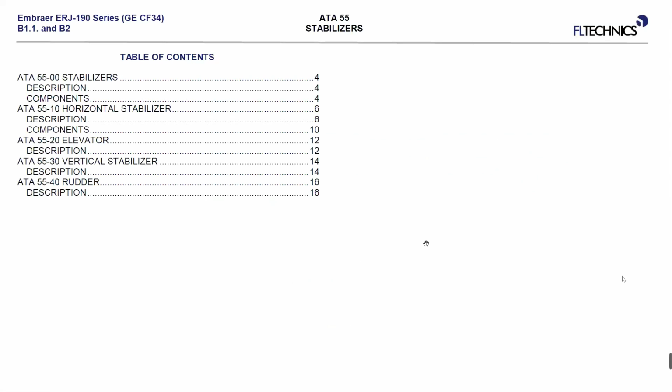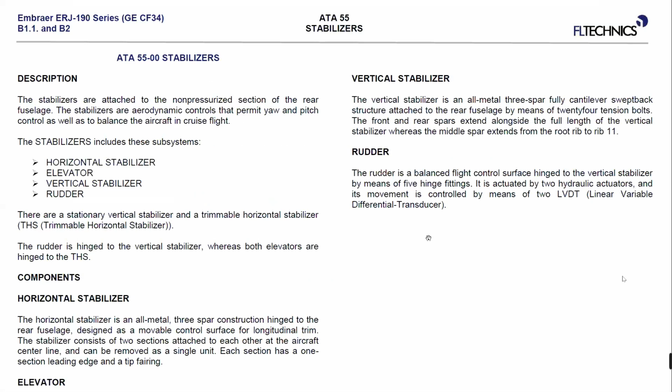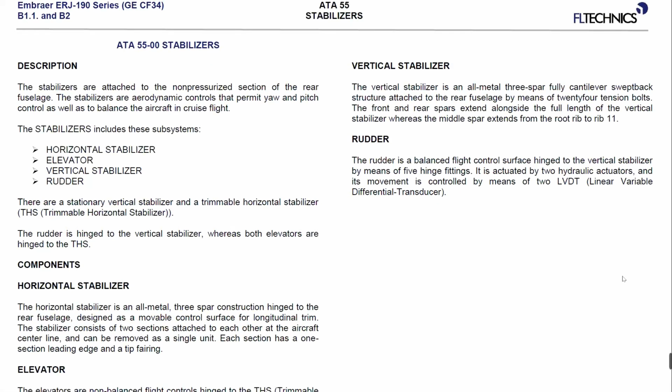We're going to talk about the horizontal stabilizer, vertical stabilizer, elevator, and rudder. The stabilizers are attached to the non-pressurized section of the rear fuselage. We talked about this, and these stabilizers have aerodynamic controls. We have the elevator for the horizontal stabilizer, and the rudder for the vertical stabilizer. The horizontal stabilizer, you know very well, we also call the trimmable horizontal stabilizer, and you know how it works already. Both elevators are hinged to the horizontal stabilizer.